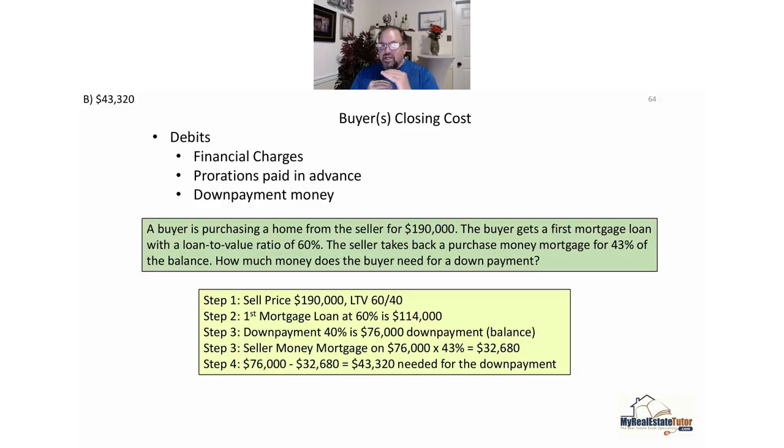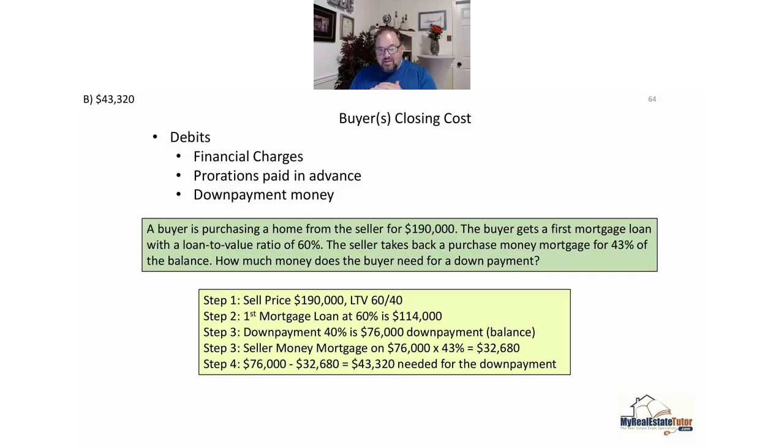32,680. That's what the lien is going to be on, which means you got to do the difference. So then I'm going to take 76, which is my down payment money. I'm going to subtract what they're going to take out on basically a second mortgage or a purchase money mortgage. If I subtract that out, that means I need to bring to closing $43,320. Now watch this. If I bring $43,320, that's going to cover the seller's financing side of 43% of my down payment of 76,000.